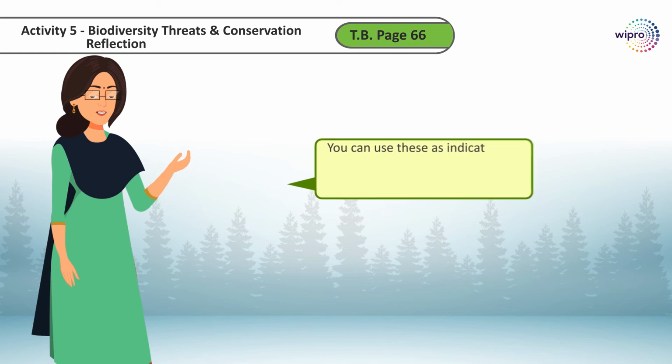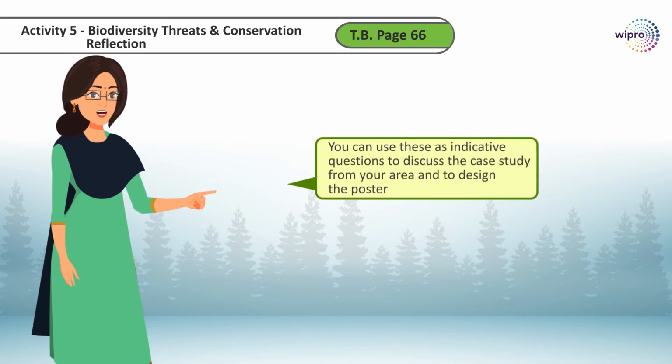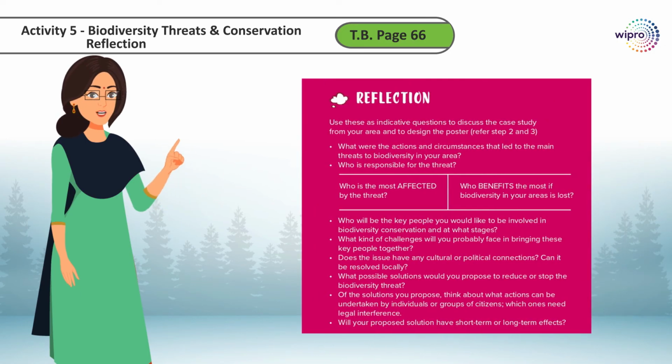You can use these as indicative questions to discuss the case study from your area and to design the poster. What were the actions and circumstances that led to the main threats to biodiversity in your area? Who is responsible for the threat? Who is the most affected by the threat? And who benefits the most if biodiversity in your areas is lost?